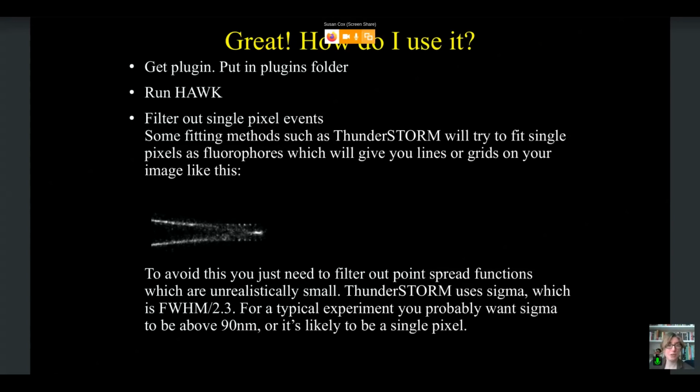So what you do to avoid that is just to do a filter which gets rid of everything above or below a certain point spread function size. So you only allow point spread functions that are roughly in a physically realistic range. So we usually use, say, 90 to 150 nanometers, and that gets rid of that effect very nicely. I would normally always do that for a reconstruction anyway.